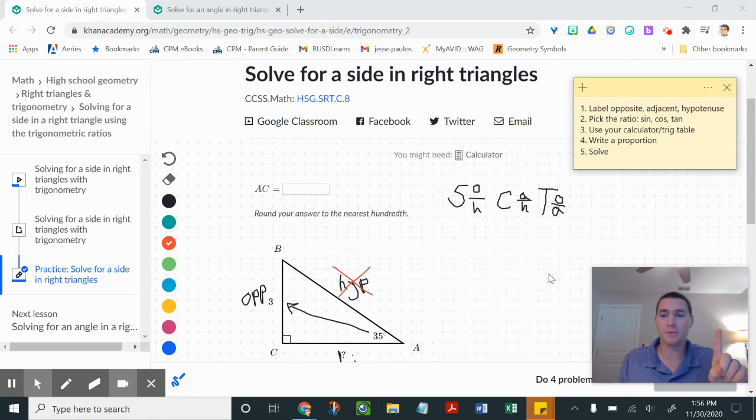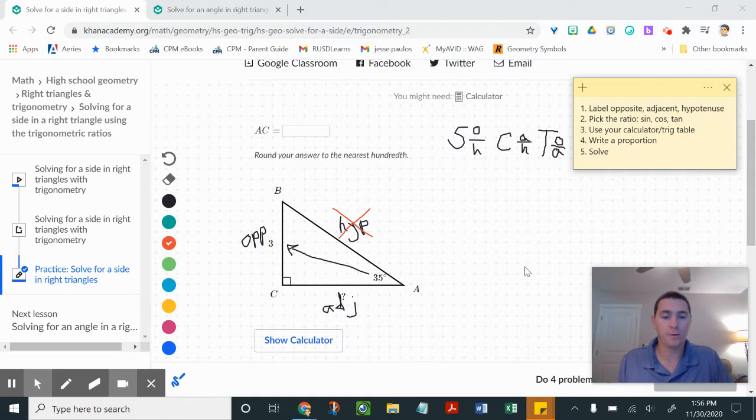First, we're going to label opposite, adjacent, and hypotenuse. Then we're going to pick a ratio, sine, cosine, or tangent. Then we'll use our calculator, or if you prefer, a trig table. Then we write a proportion, and last but not least, we will solve, okay? So if you take a look at this example, we're asked to solve for AC, missing AC.